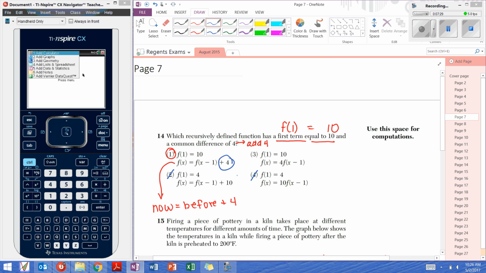It can also be written to help you as the now is equal to the before, f of x minus 1 is before, plus 4. Number 3 would have been a geometric recursive pattern, and we weren't dealing with a multiplier. We were dealing with something that was being added. This question wouldn't have been great to do on the calculator really at all, so we'll just skip that piece.